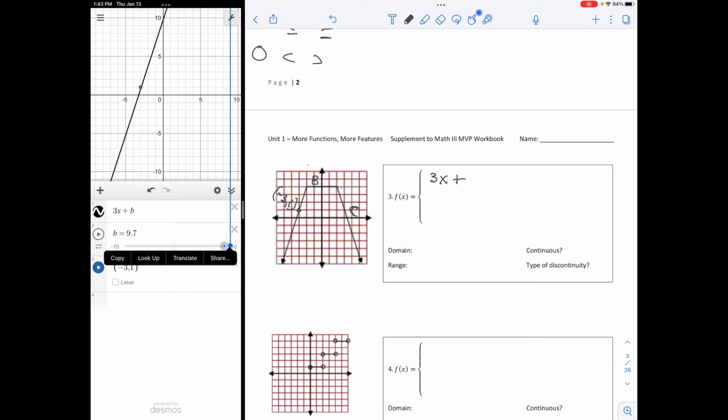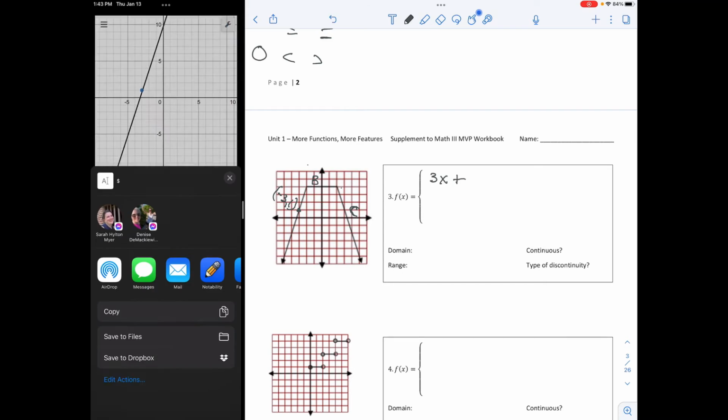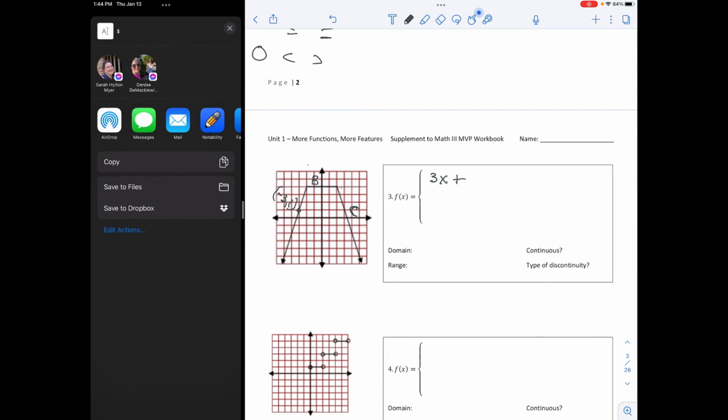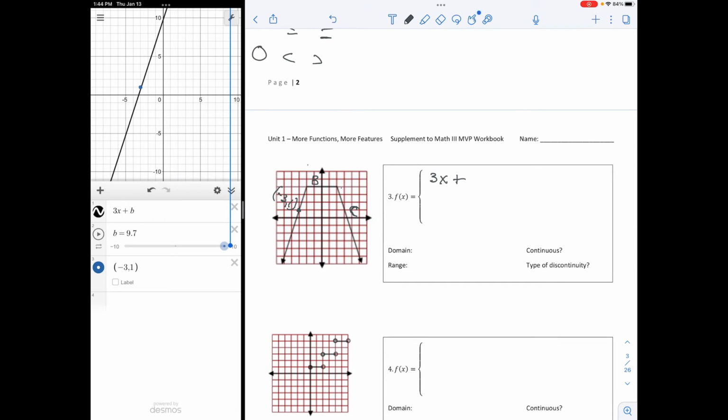And it looks to me like it's going to be 10. I'll move it just a little bit over. So it's going to be 10. So we have 3x plus 10.